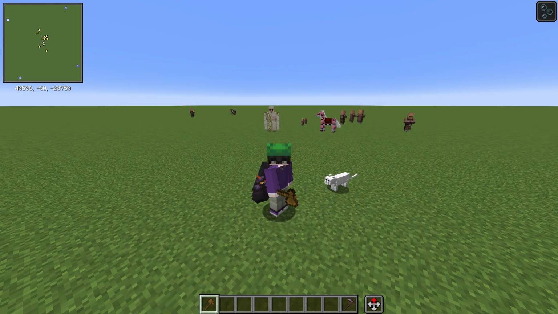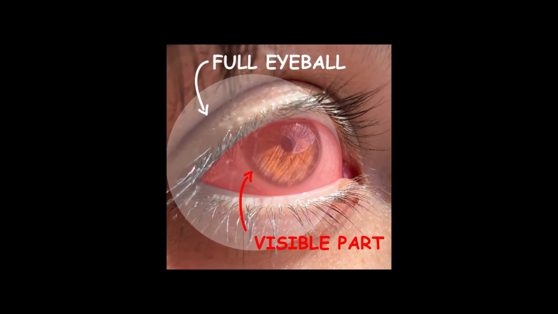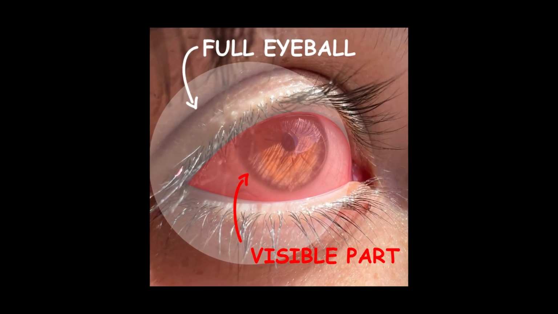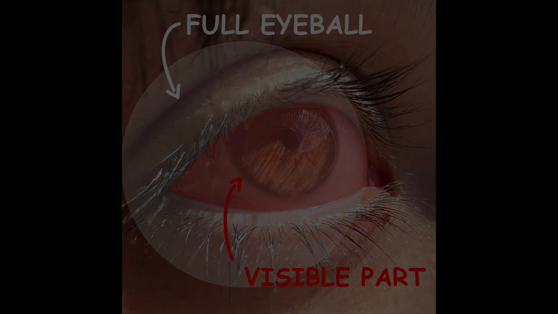With a reference in hand, let's break down the anatomy of the eye. Fun fact, the part of the eye that we actually see is only about 15% of the entire eyeball. The rest is hidden behind the eyelids. So to build this accurately, we've got to start from the inside out.